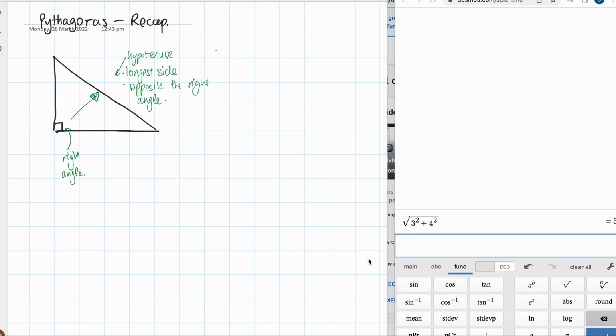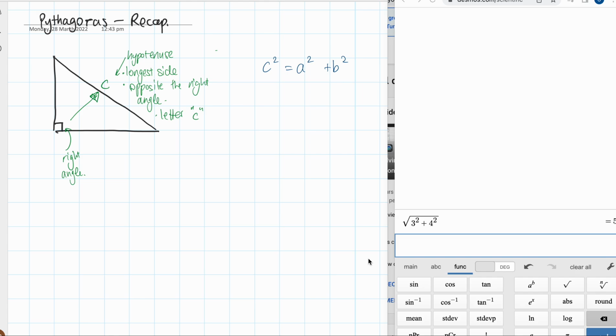Now we use a special letter for this. We use the letter C. Okay, so the hypotenuse always uses the letter C. Don't know why, but that's how it is. Now Pythagoras' equation looks like this: C squared is equal to A squared plus B squared.